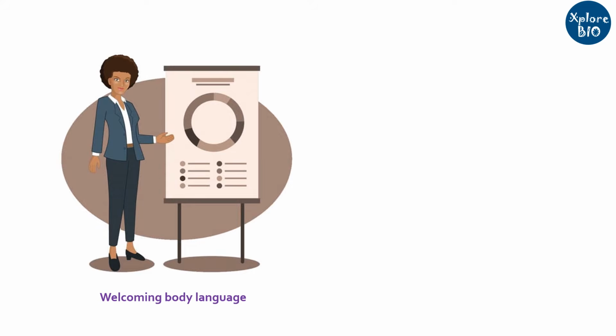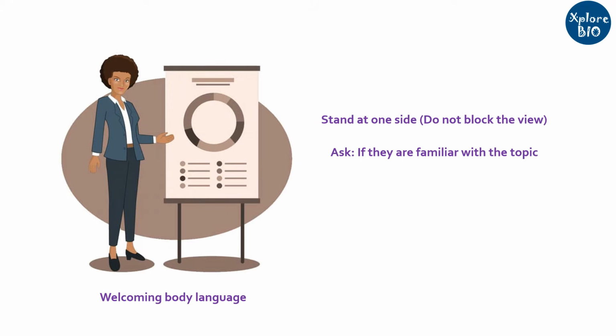Wearing a welcoming body language is very important to invite the audience to have a look at your poster. Do not look like you are not interested to attend to the audience. Stand on one side of your poster and during illustration, avoid blocking the view of the poster. Ask the audience if they want you to present your research to them. Also ask if they are aware of the topic or not.